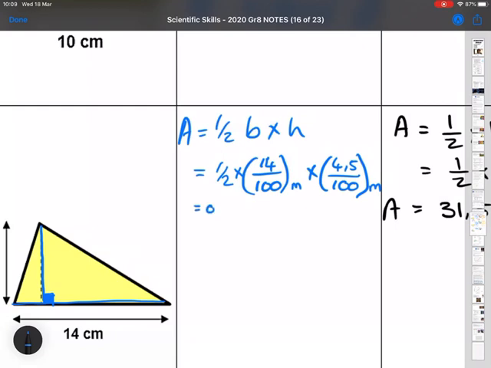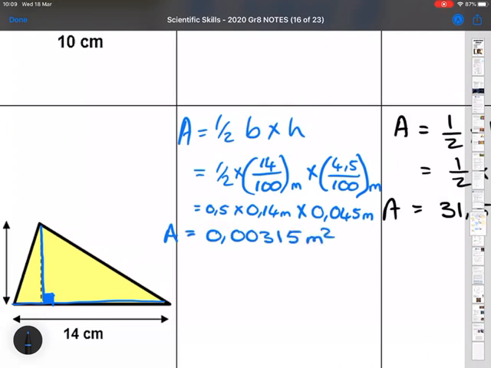So we've got a half, or 0,5, times 14 over 100, which will give us 0,14 meters, times 4,5 divided by 100, which is 0,045 meters. And when you multiply all of that, you should come up with that your area is 0,00315 meters squared.